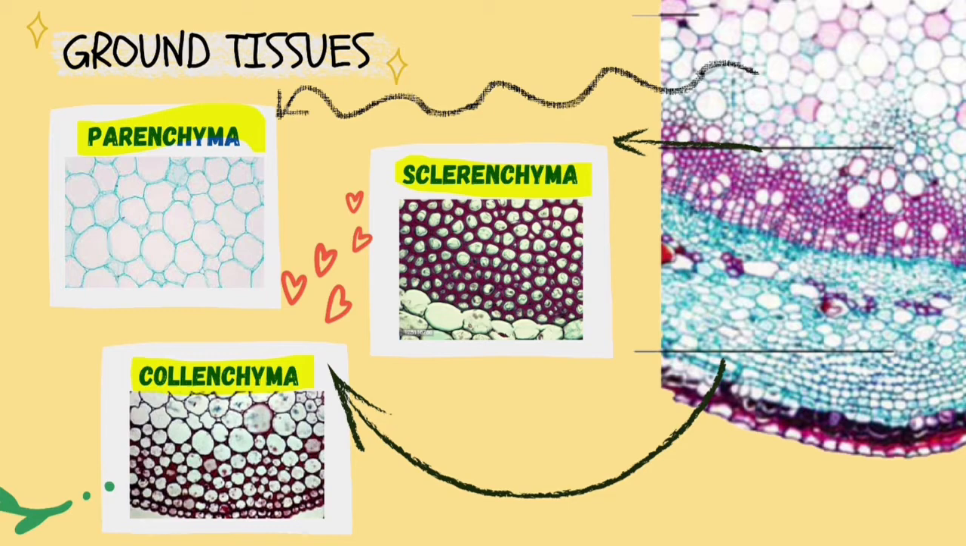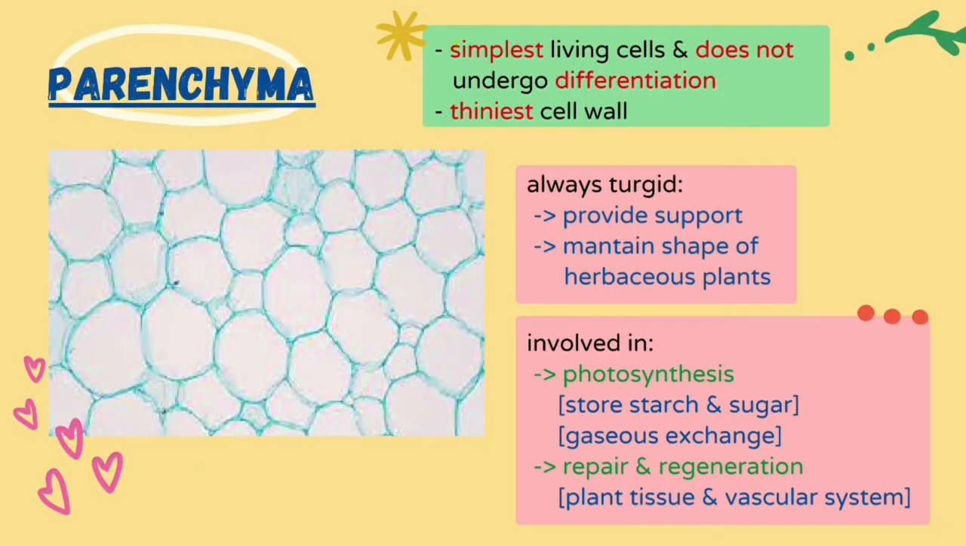First of all, let's take a closer look at the parenchyma. The parenchyma is the simplest living cell and does not undergo differentiation. It has the tiniest cell wall in between all three of the ground tissues. The cells of a parenchyma tissue are always turgid. There are two reasons for this, which is to provide support to the plant and to maintain the shape of herbaceous plants. Herbaceous plants are non-woody plants.